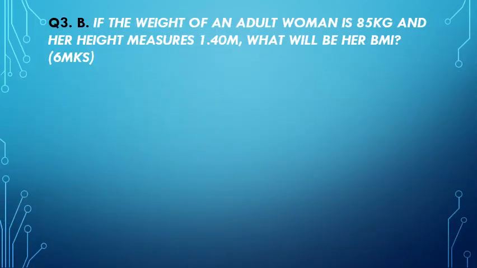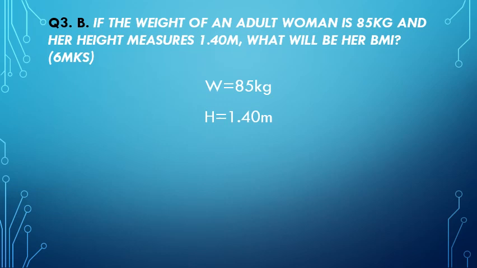So B says, if the weight of an adult woman is 85 kilograms and her height measures 1.4 meters, what will be her BMI? Very simple. You simply apply the formula that we mentioned in the last slide. But before you do that, you take down the information that has been given. Weight has been given in kilograms, so there's no need for conversion. Height has been given in meters, so no need for conversion.